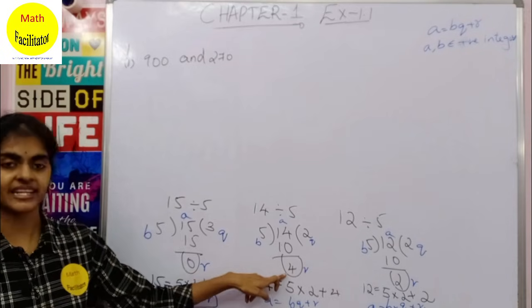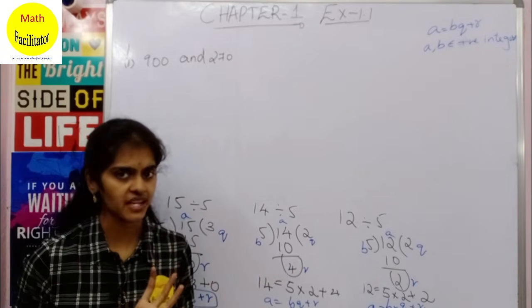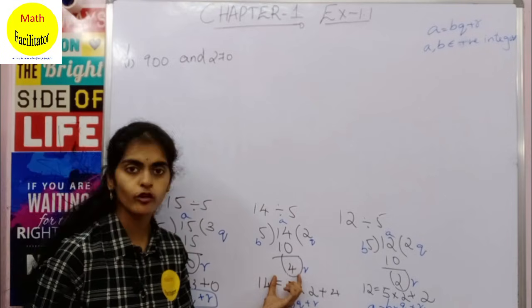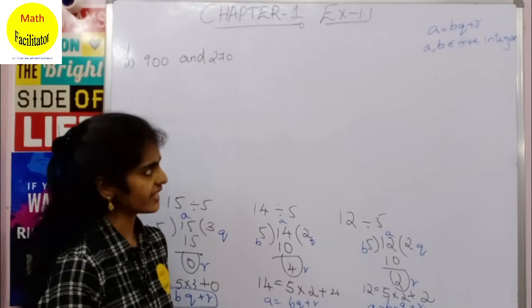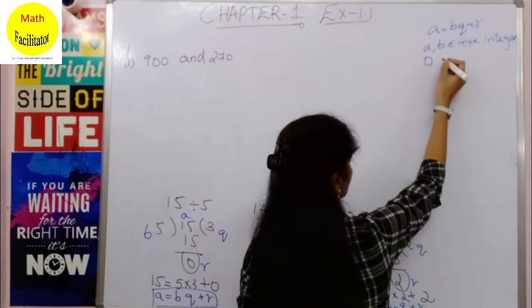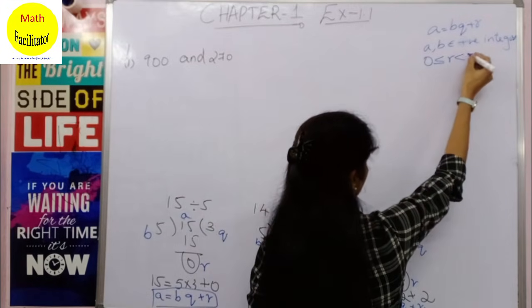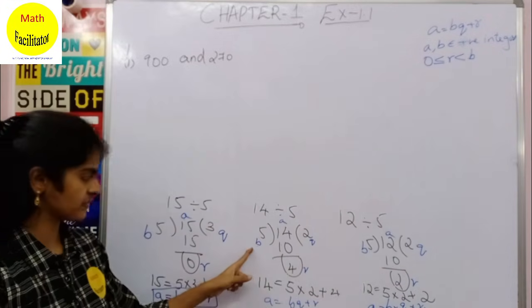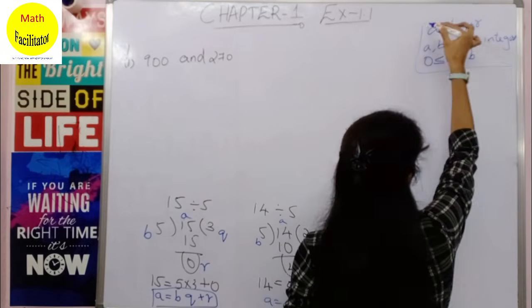You cannot get the remainder as 5. When you divide a number by 5, you cannot get the remainder as 5. It can be either 0 or a number less than 5. The same condition we have discussed: the remainder can be 0 or greater than 0, but it is always less than the divisor, which you are representing as B. So this is nothing but Euclid's division algorithm.